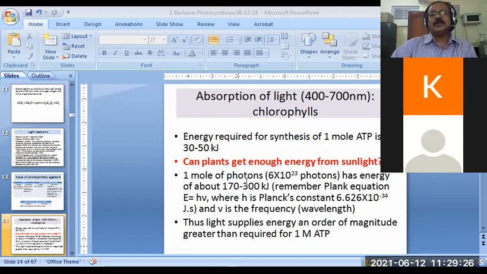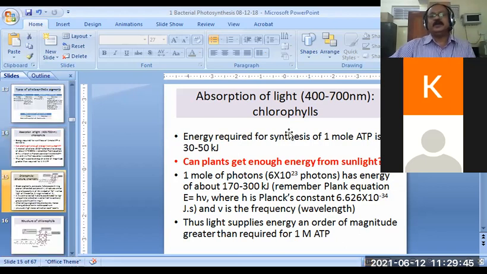So just forget about the 5 to 6 times, at least 1 mole of ATP we can get, isn't it? From 170 to 300 kilojoules, at least 1 mole of ATP can be obtained. That is, 30 to 50 kilojoules is required for 1 mole of ATP.